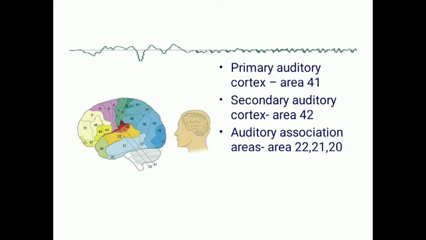So what are the auditory areas? Primary auditory cortex is area 41, which is situated in the superior temporal gyrus. The secondary auditory cortex, area 42, is closer to area 41. And we have auditory association areas: area 22 in the superior temporal gyrus, area 21 in the middle temporal gyrus, and area 20 in the inferior temporal gyrus. Area 22 is also called Wernicke's area, an important speech area.